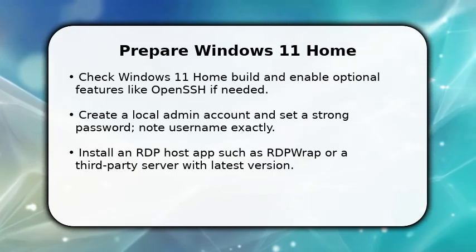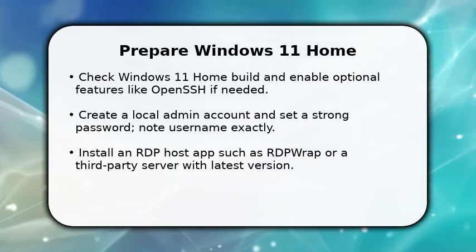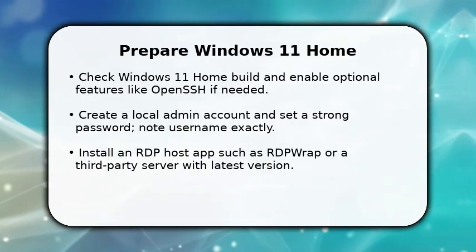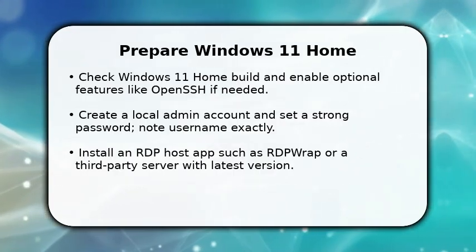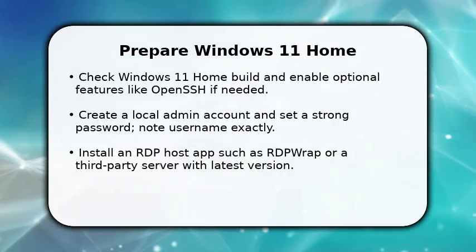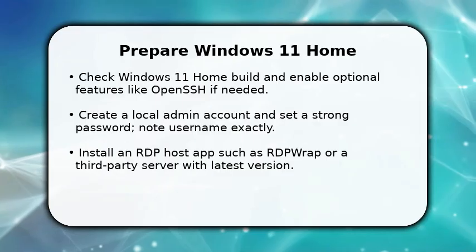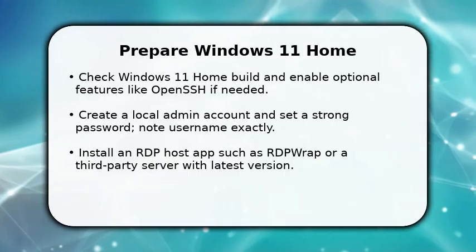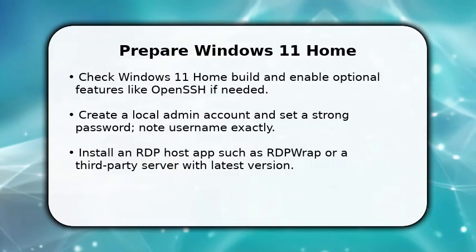Enjoy the video. You start by confirming your Windows 11 Home build and creating a local admin account so you can change system settings. Once done, enable any required optional features and install an RDP host app because Home lacks built-in server support. Make sure the account has a strong password and record the exact username. You'll need it when connecting.